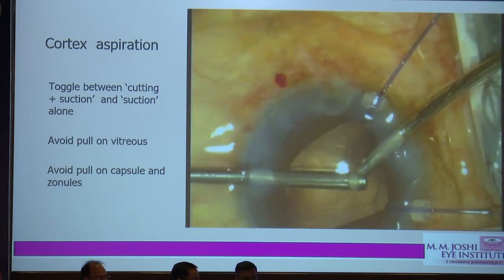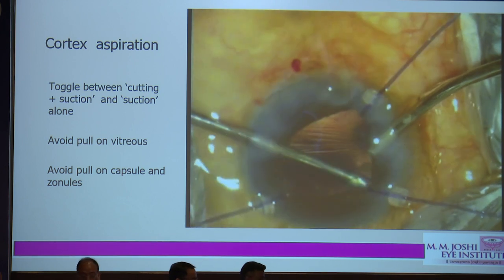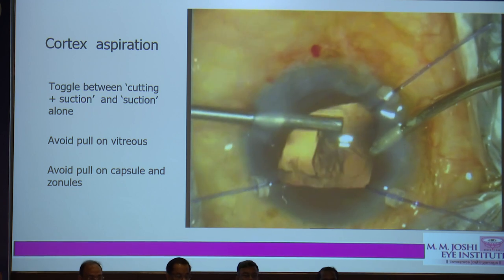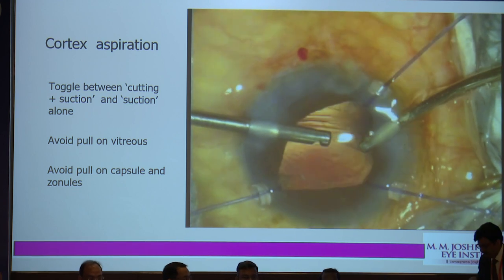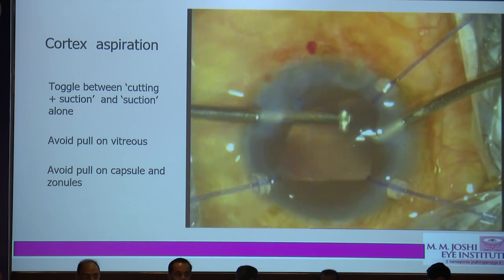And by this, we can avoid the pulling on the vitreous. After doing a good vitrectomy, that is when we have to go ahead and do the cortex aspiration management, and also try to avoid the pull on the capsule and the zonules. So in case of doubt, don't hesitate to use IVTA, because that is very, very important.